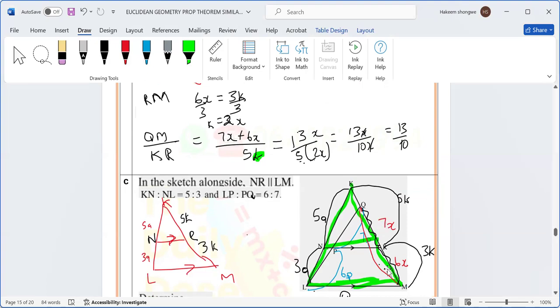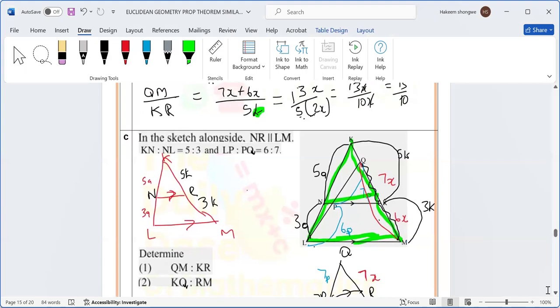Oh, I can see the next question. It says we should determine the ratio of KQ is to RM. KQ is this part, is to RM. RM is which one? This one, 6x. Okay, let's finish this.